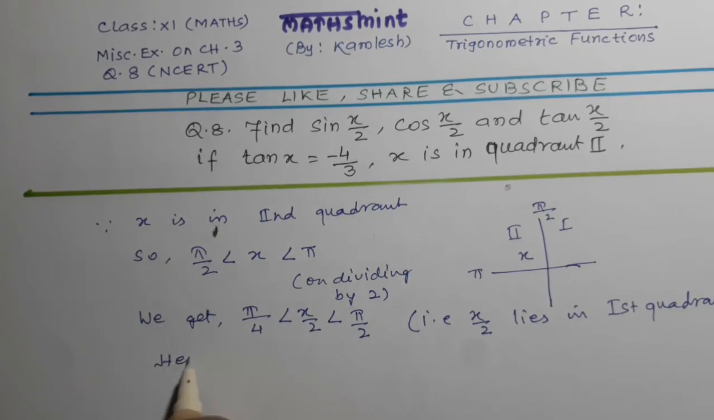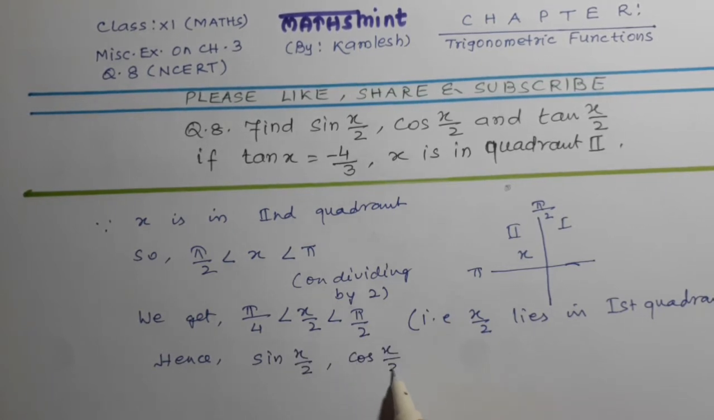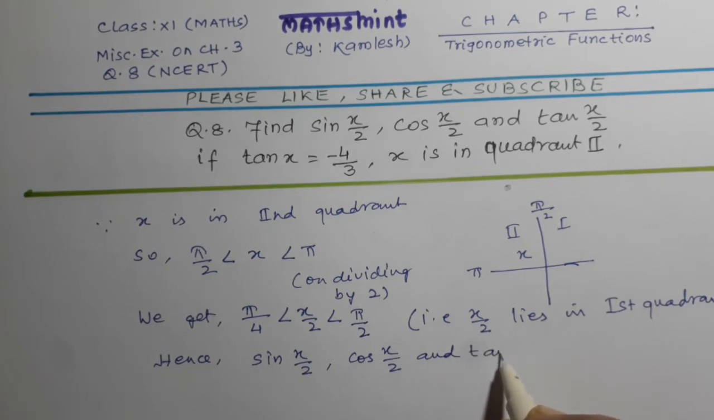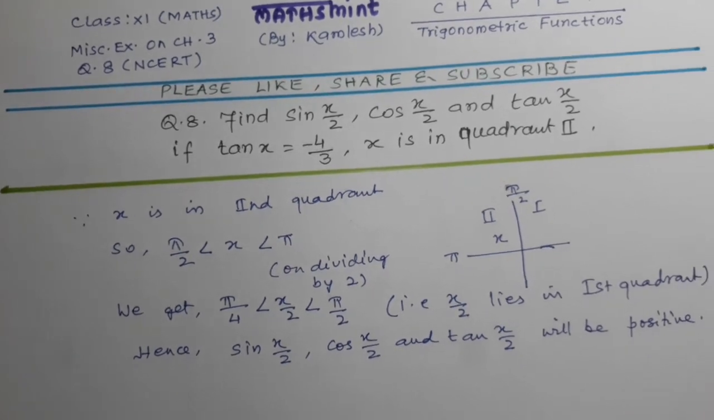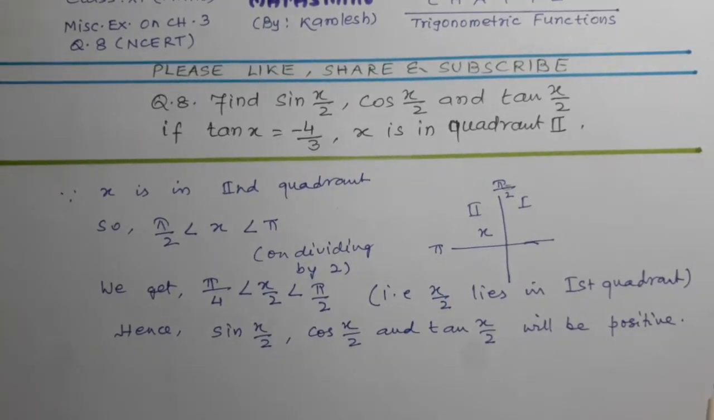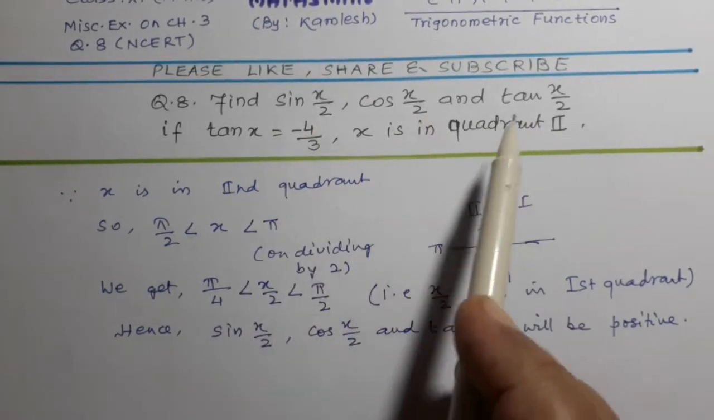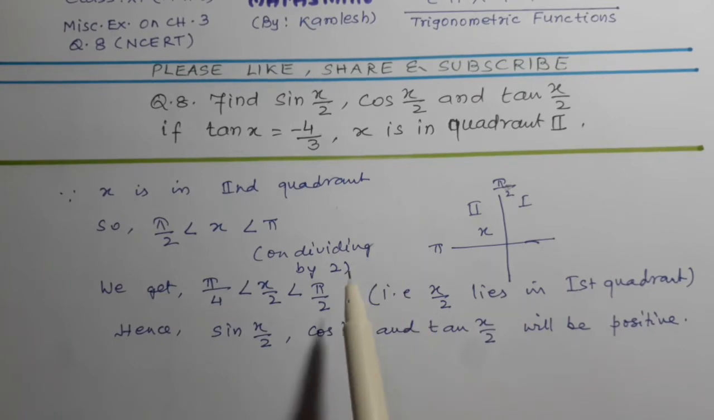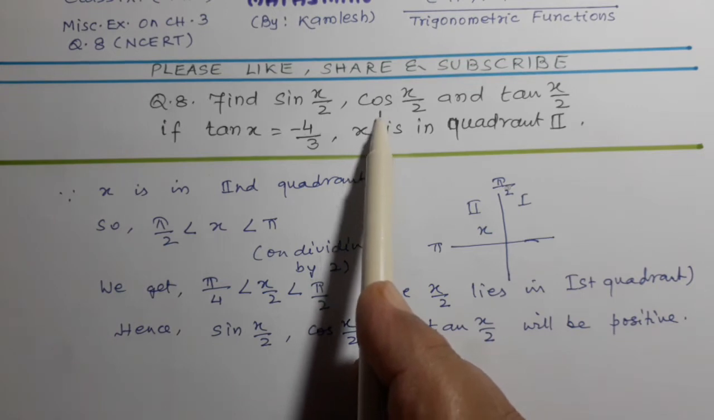Hence sin x by 2, cos x by 2 and tan x by 2 will be positive, right? This much we know. Now we have to find the value of cos, sin and tan x by 2. We know that sec is opposite of cos and there is a relation between sec and tan.